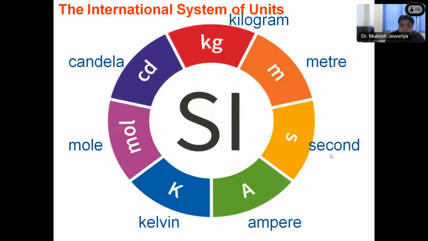There are 7 base SI units: for weight it's the kilogram, for distance it's the meter, for time it's the second, for current it's the ampere, for temperature it's Kelvin, for amount of substance it's mole, and for luminous intensity it's candela. Here we will talk about the meter, how it is defined, and how it is the SI unit for distance measurement.